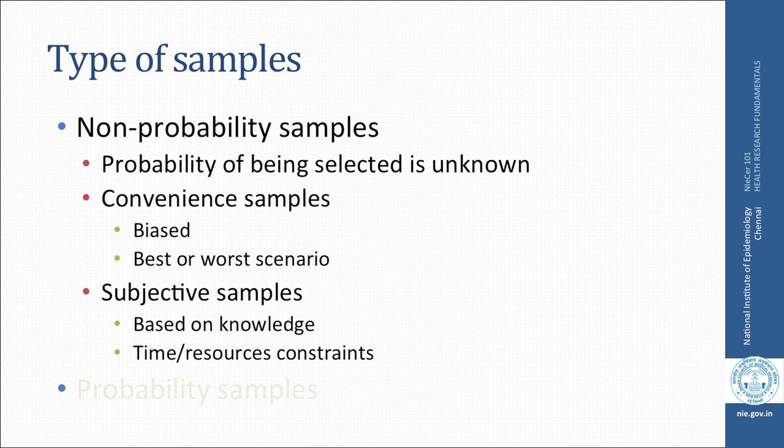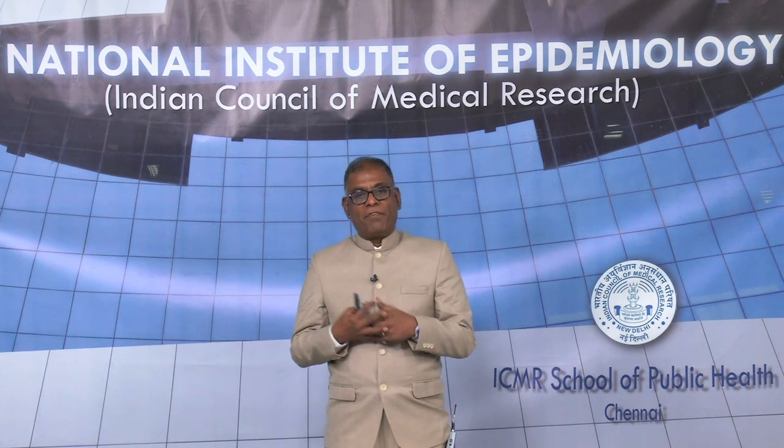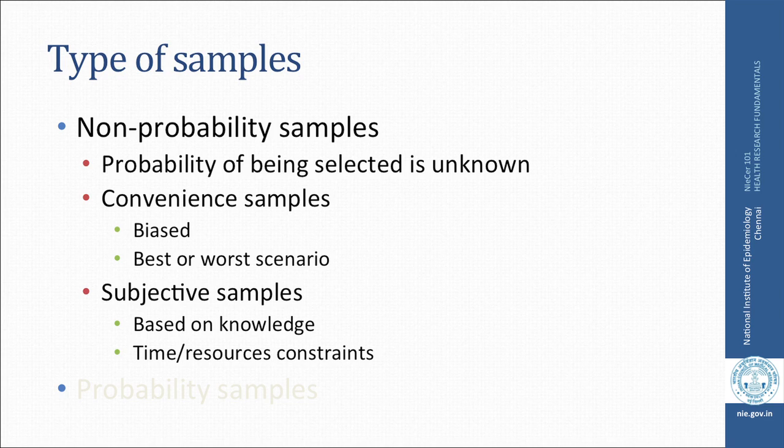That could be a convenient sample. What could happen? That sample could be biased, or it can give either a best or a worst scenario. People know it's a convenient location. You may get results very different from a location which is not very convenient, or which is very remote and difficult to approach. And also, some of these are very subjective samples, and to derive some objective criteria from a subjective sample is always difficult.